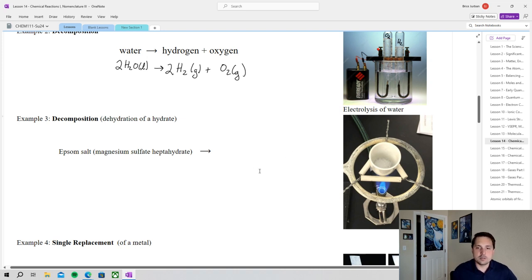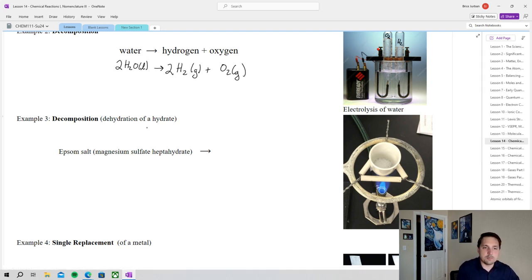And part of this has to do with the fact that we just weren't getting it hot enough. The oven is great at creating a dry environment. But the best way to remove water from a hydrate is to place it under a Bunsen burner, as shown here. And this is an experiment you can do if you have the right setup.